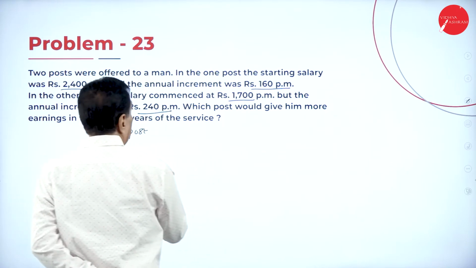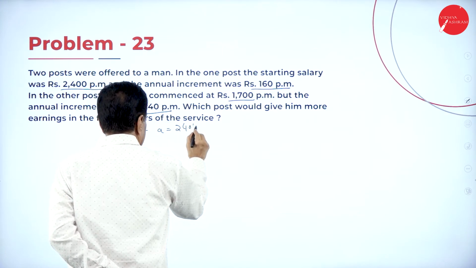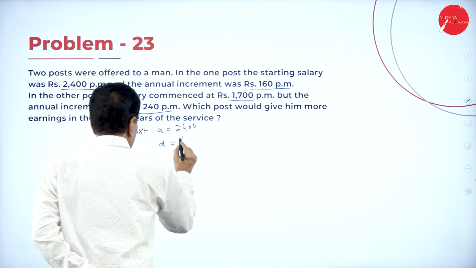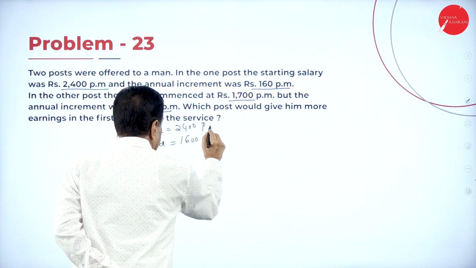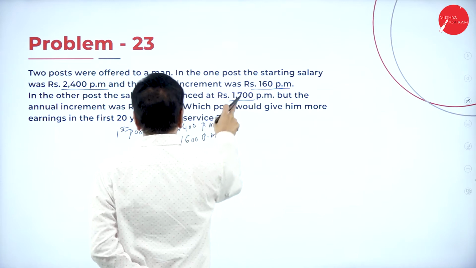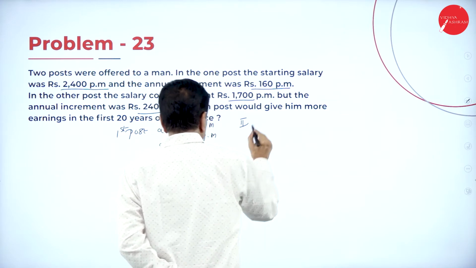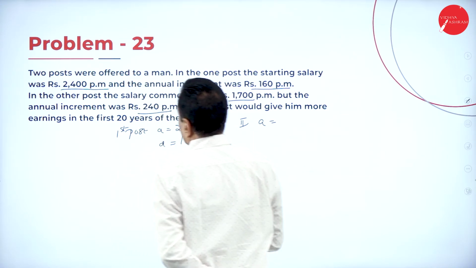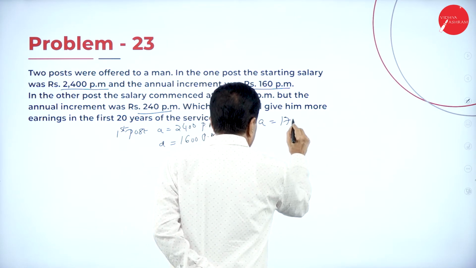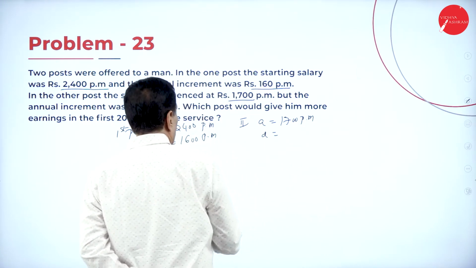First post: A is 2,400, then D is 1,600 per month. Now N is what he wants. In the second post, your A is, commencement at rupees 1,700 per month. Your difference is 240 per month.